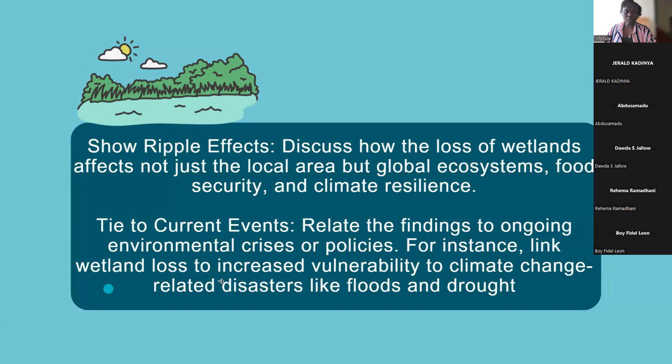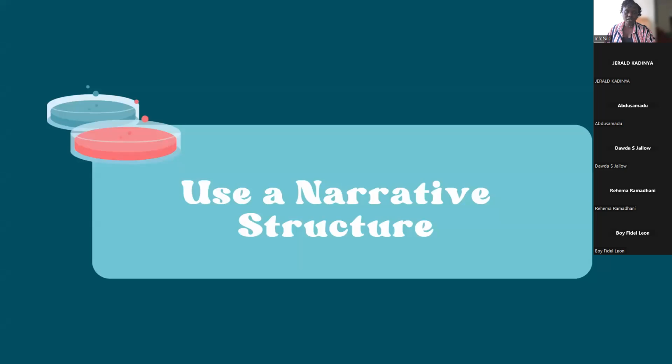For instance, link wetlands loss to increased vulnerability to climate change related disasters like floods and drought. And I think many of us in Africa, if you're not experiencing floods, you're experiencing drought. If you're not experiencing the two, you're experiencing both. So it's more like we are facing 2 sides of the same coin. So tie it to that. When you're doing your narrative, tie it to that.